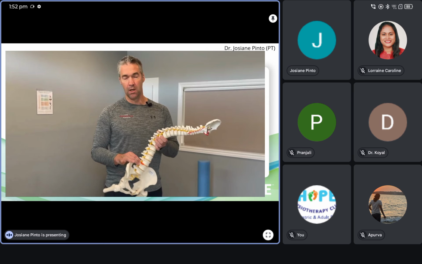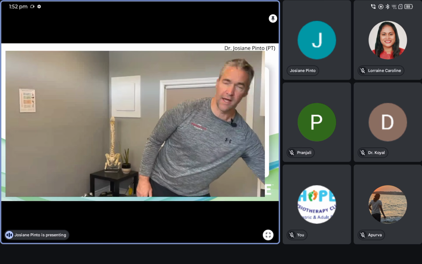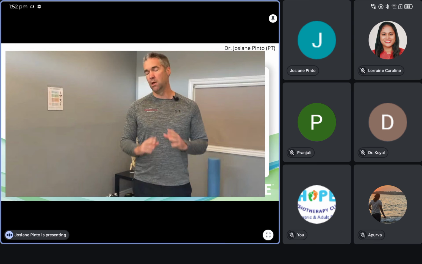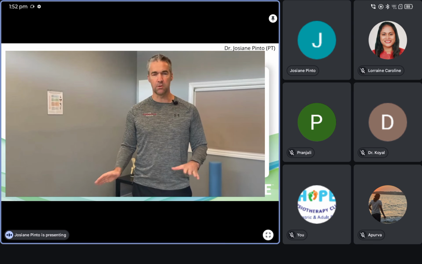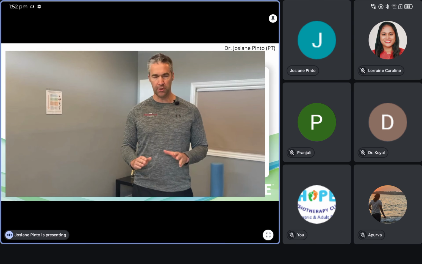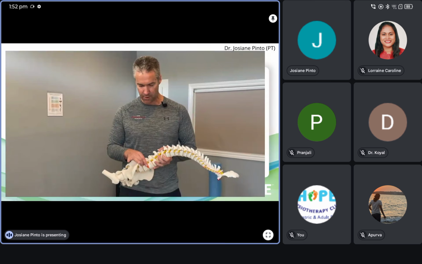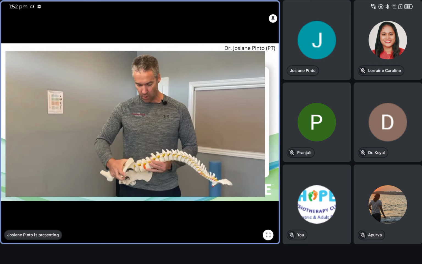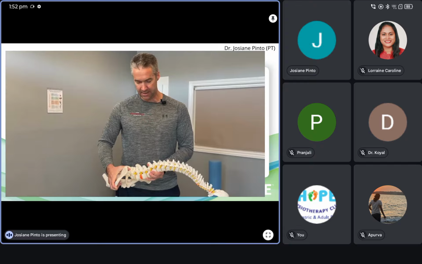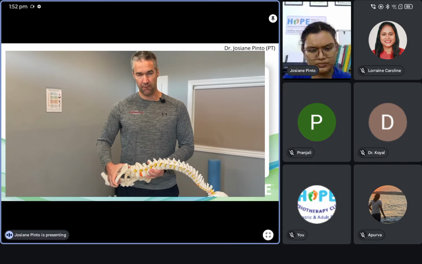So what is this position? It's called the modified reverse contralateral axial rotation position. It's a mouthful, I get it. So I'm going to show you what that position looks like. But the essence of it is that you're trying to put the body in a position, let's say this is where a disc bulge is, that you are opening the space as seen there for the nerve root itself.